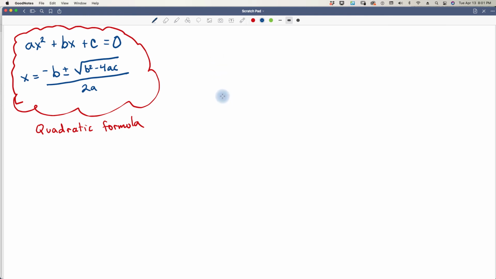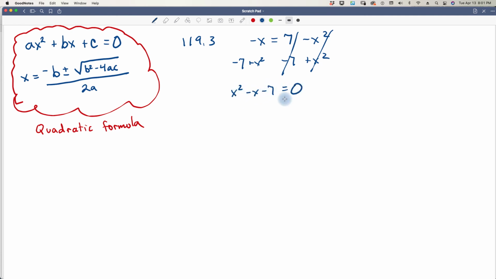All right, and that is, we're given negative x equals 7 minus x squared. All right, so we have to rearrange this a little bit. So we are going to subtract 7 and add x squared to both sides. So minus 7 plus x squared. This cancels off of here. Let's rearrange this so that it's in the proper format. So we have x squared minus x minus 7 equals 0.